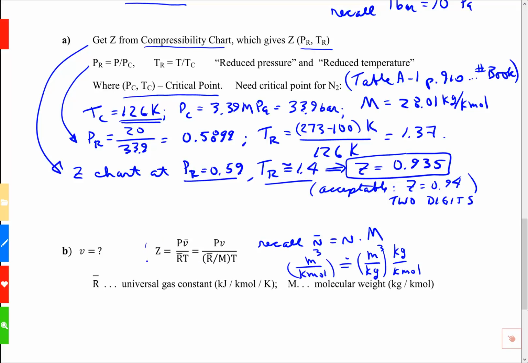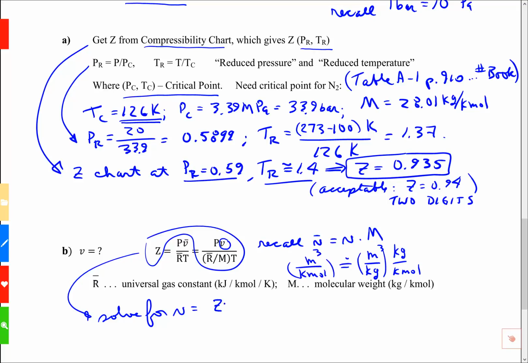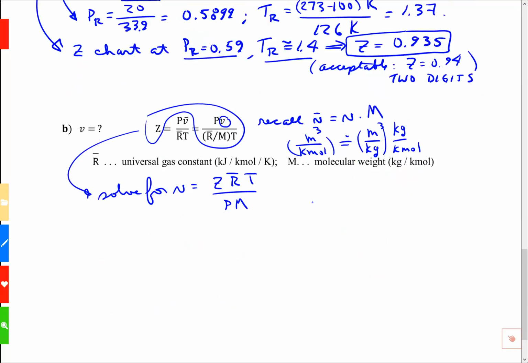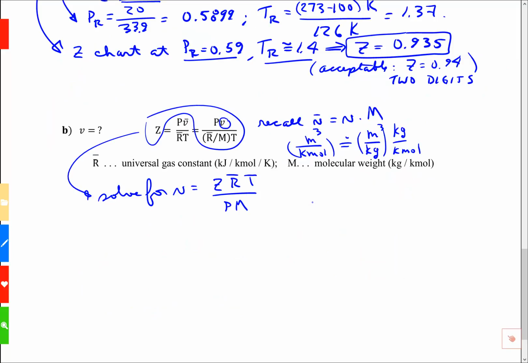So we can make this conversion here, and then I'm going to take this bit here and solve for V. And V, solving for this, turns out to be Z times R bar times T divided by pressure, divided by molecular weight. And now I've got a path for putting in some numbers.